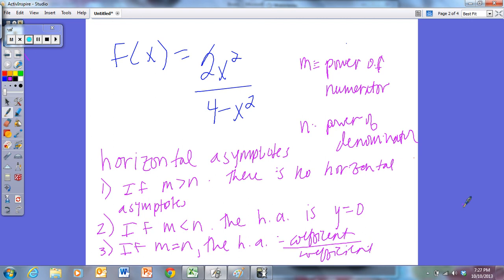Now, like I said, I'm going to do a lot of examples, so I won't leave you high and dry here. But let's look at this example first. Notice how the exponents are the same. The highest exponents in the top and the bottom are 2. That means we're going to look at step 3. The coefficient of the top is 2. The coefficient of the bottom is -1. That means the line y equals -2 will be a horizontal asymptote.